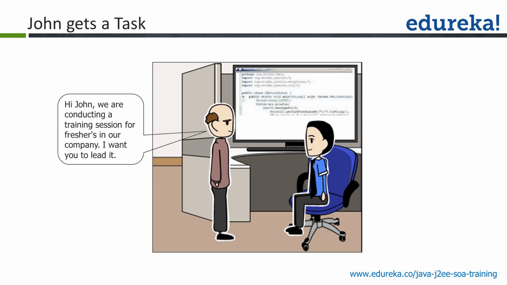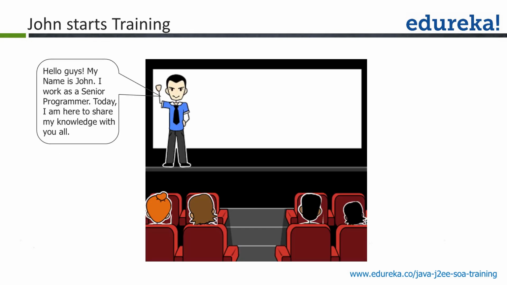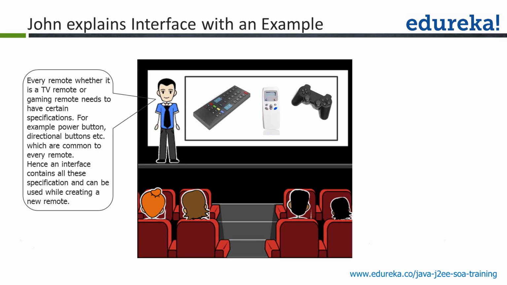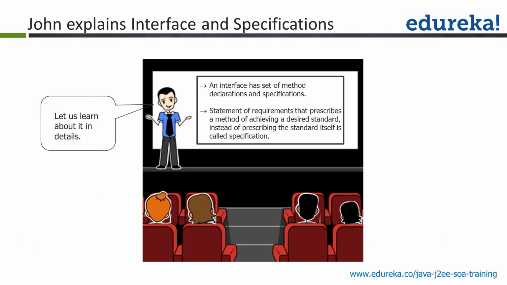So John is conducting a training session for the freshers in the company. He's supposed to lead it. So he's gonna come up and he's gonna teach and share his knowledge. So he's gonna come up with the interfaces. So interface is something which will have specifications, some rules defined within it, and the interfaces can be adopted by the objects for which they need to come up with the definition part. So interface has a set of method declarations which are known as specifications, and you need to override the same part.